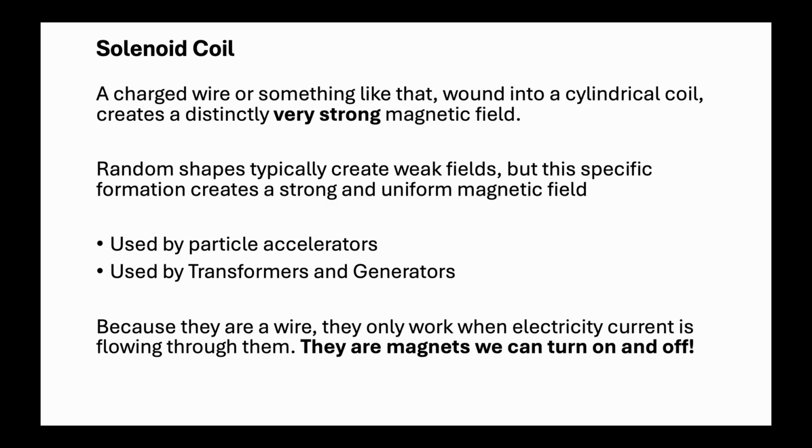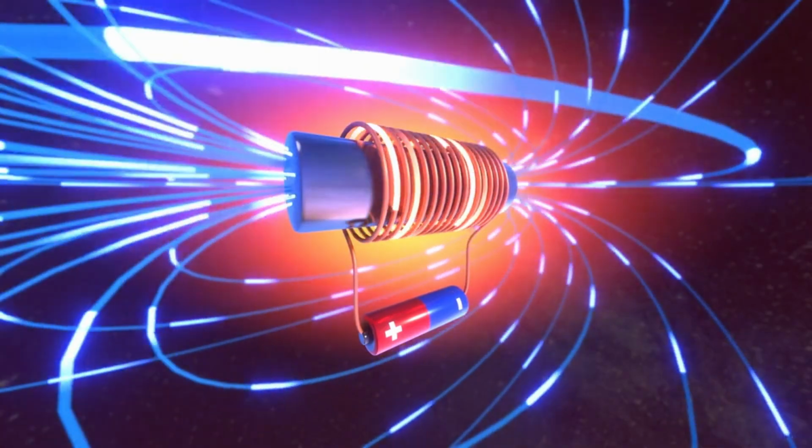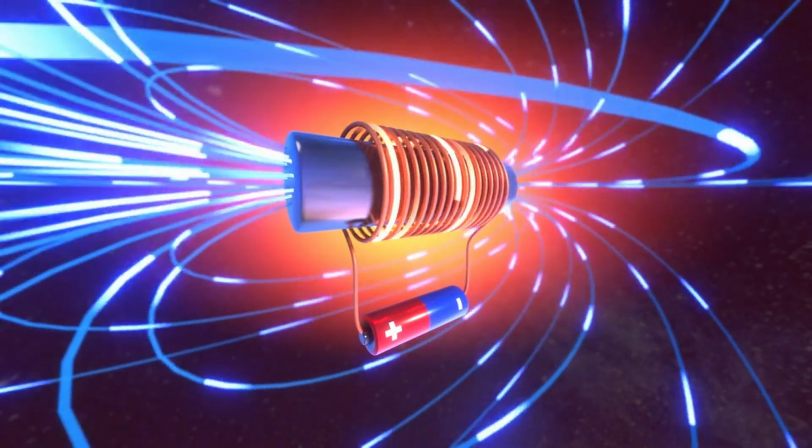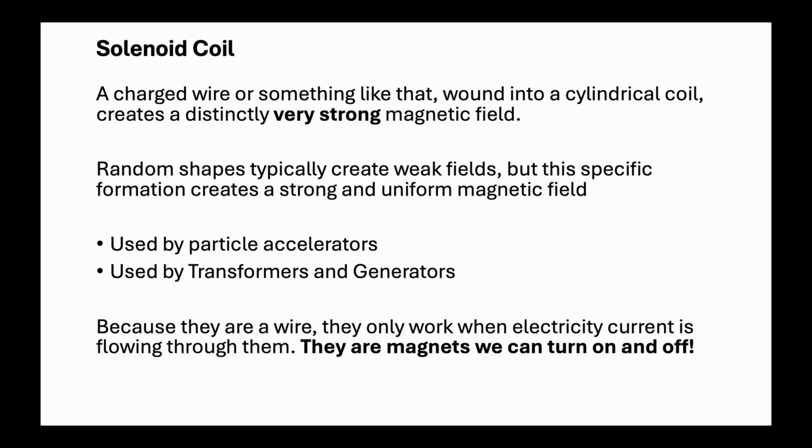The last case study I wanted to look at was a solenoid coil. Now this is probably the best thing ever since sliced bread. It's probably even better than sliced bread. It's a charged wire or something along those lines that is wound into a cylindrical coil, and it creates a very distinct, very strong magnetic field.